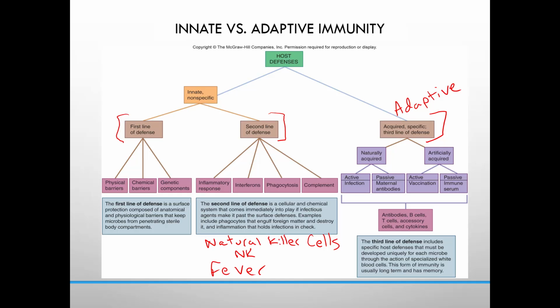They're going to survey the entire body, go everywhere in the body, and produce this massive attack against that specific pathogen. Not against every pathogen, against the pathogen that stimulated the problem in the first place. So you can read through the definitions here a little bit more. We will be talking about active natural, passive natural, artificial active, and artificial passive when we get to the adaptive immune system section. But this is just an overview of the main components of the immune system.